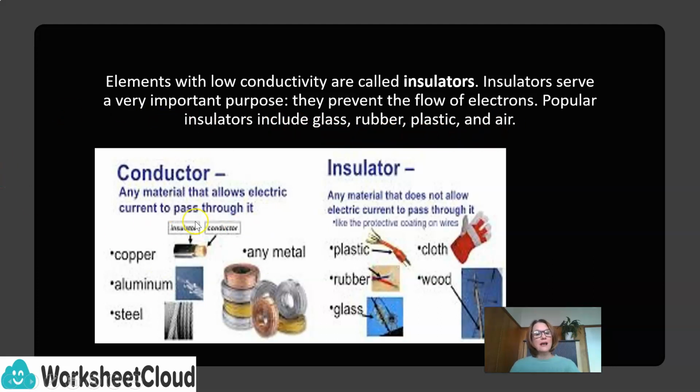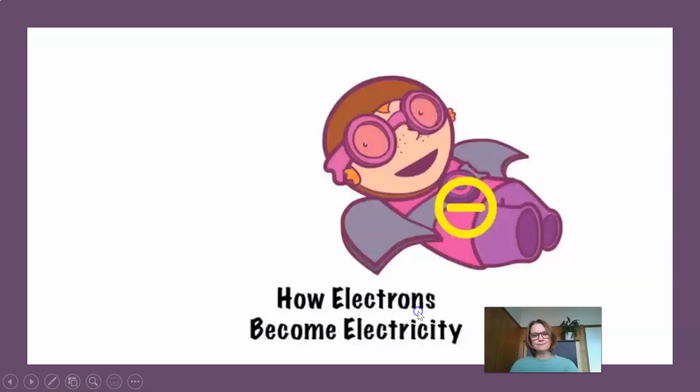So here we have a conductor again, any material that allows electric current to pass through it, any kind of metal, okay? Whereas an insulator is any material that does not allow electric current to pass through it, like the protective coating on wires. And we're going to look at that in a lot more detail as we go through this topic on electricity. So things like wood and cloth and rubber and glass, they don't allow electrons to flow through them. And there's a very good reason for that.